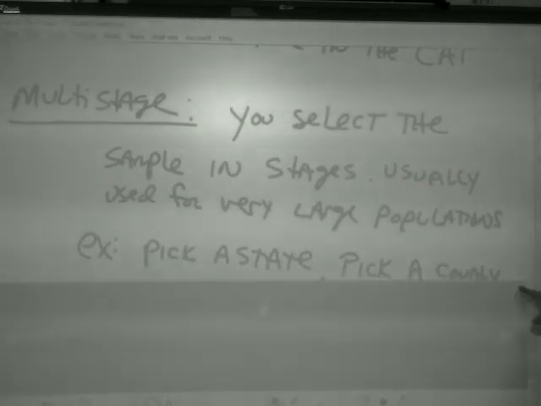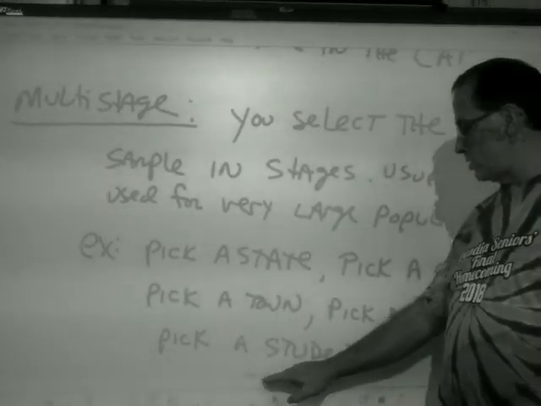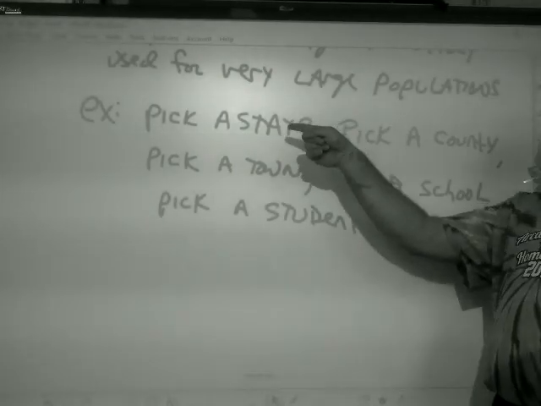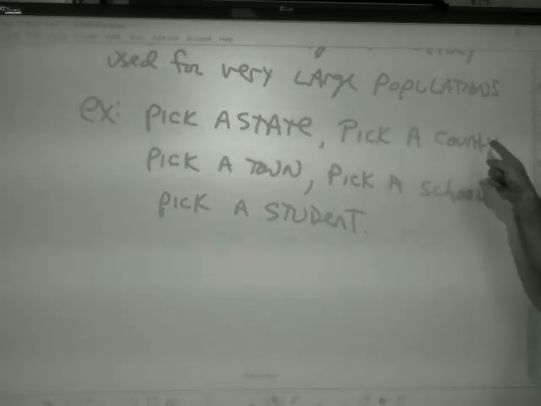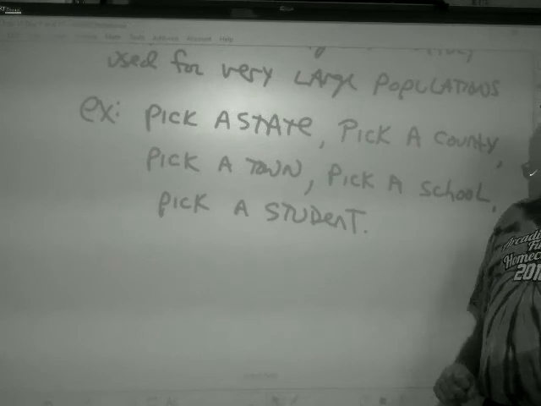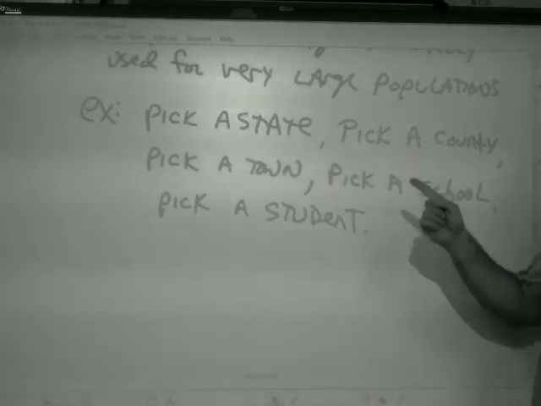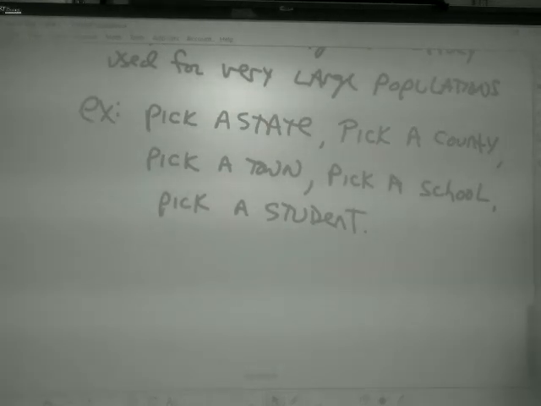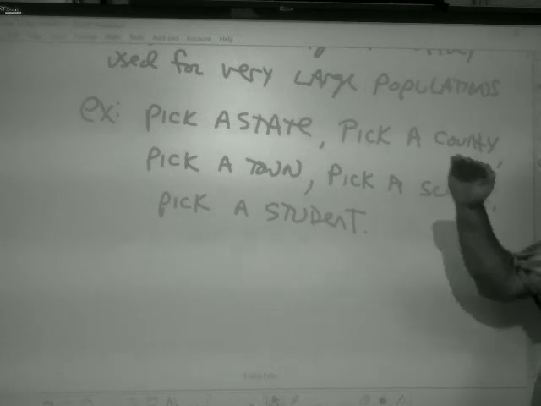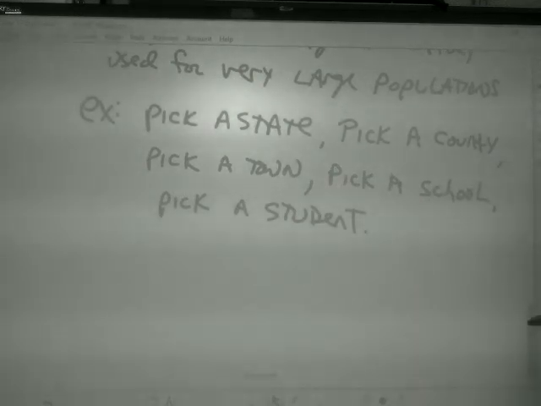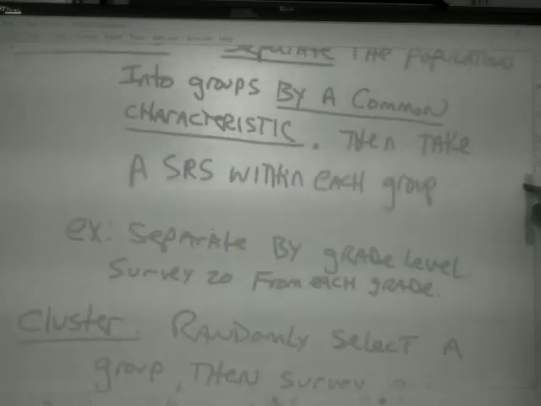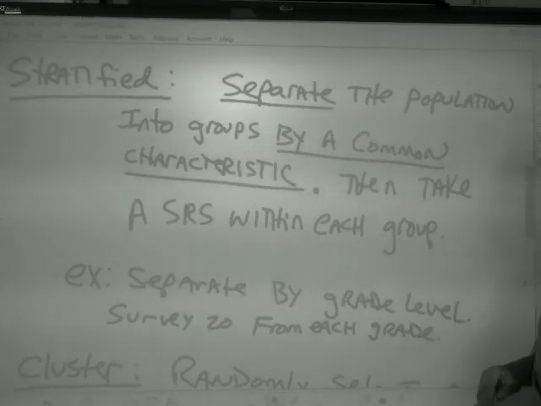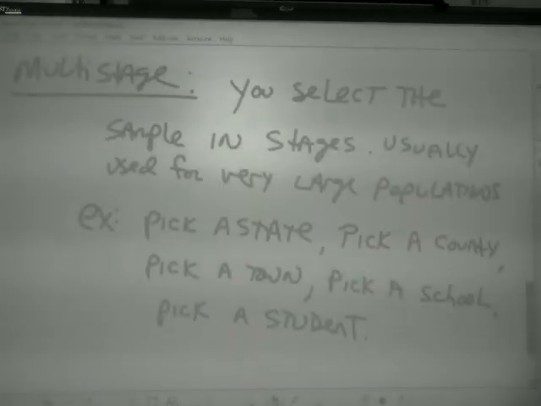So for example, I might be looking at people in the United States and I want to survey students from the United States. Well, I could pick a state. There's only 50 of them. And then from there, pick a county within that state. And then pick a town within the county. And then pick a school district. And then pick a student. I can work in stages and have a pretty good random selection by working in multi-staging. Some people say, well, isn't stratifying multi-staging? I guess it's one level, but when I say multi-staging, I'm talking about multiple stages.